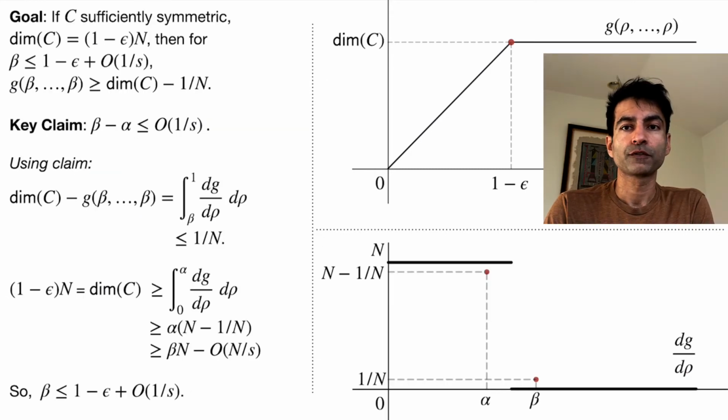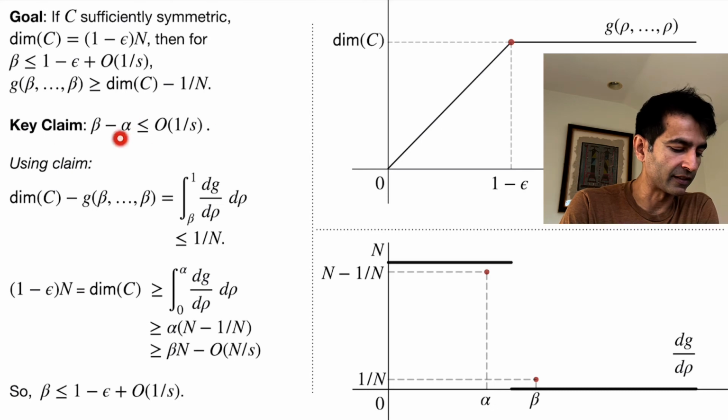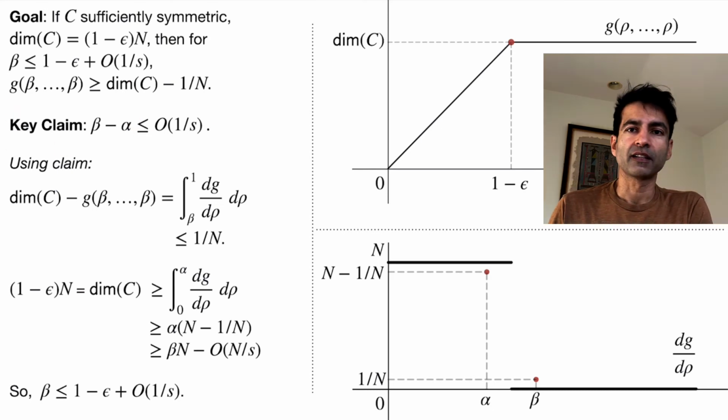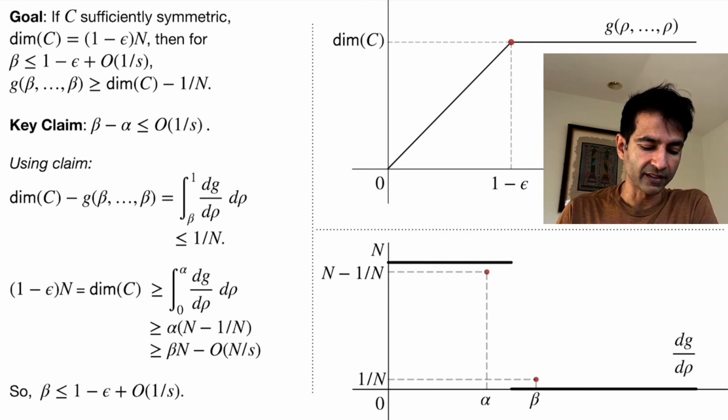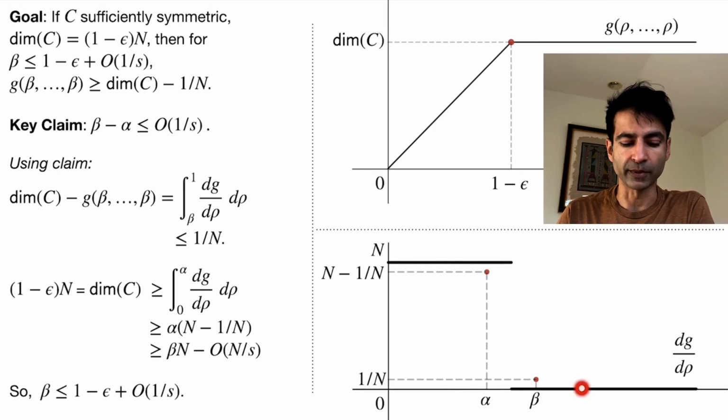We'll complete the proof by using Fourier analysis to prove a really powerful claim. Okay, and that's what's written here as the key claim. And let me explain what it says. The claim basically says that the derivative of g must make a very sharp transition from being very close to n to being very close to 0.